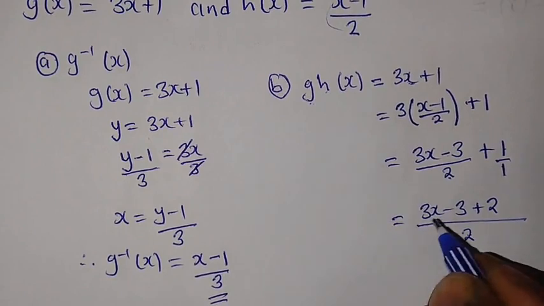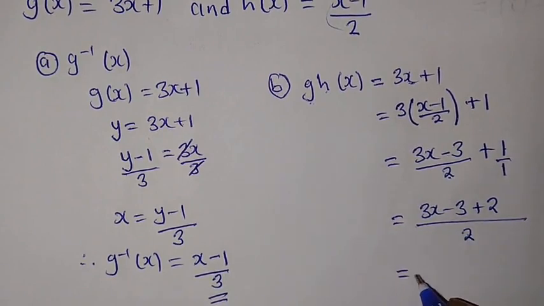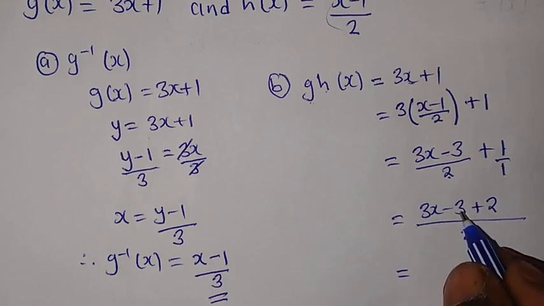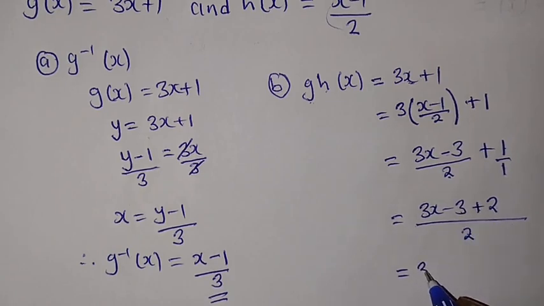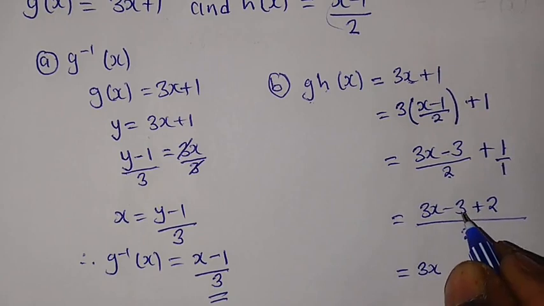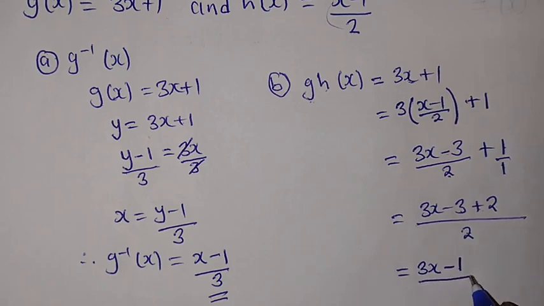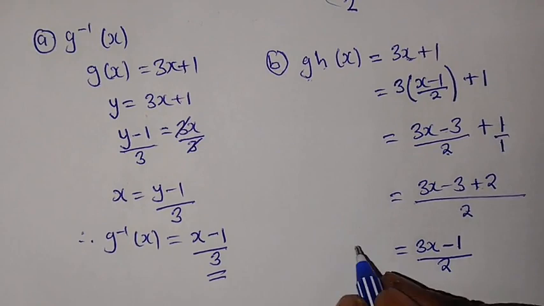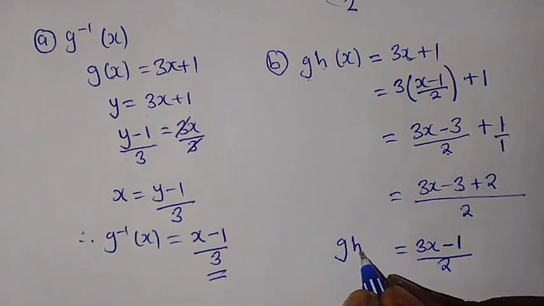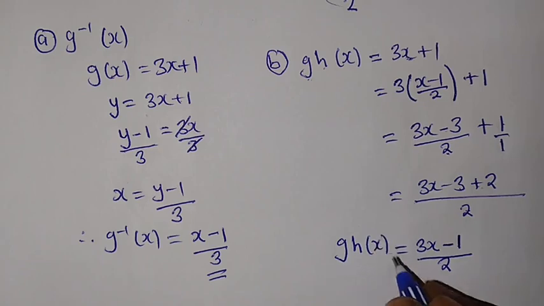So this is what we have. Then we can simplify minus 3 plus 2. So we write 3x, negative 3 plus 2 to give us negative 1, over 2. So this is the function that we have gotten, the gh of x.